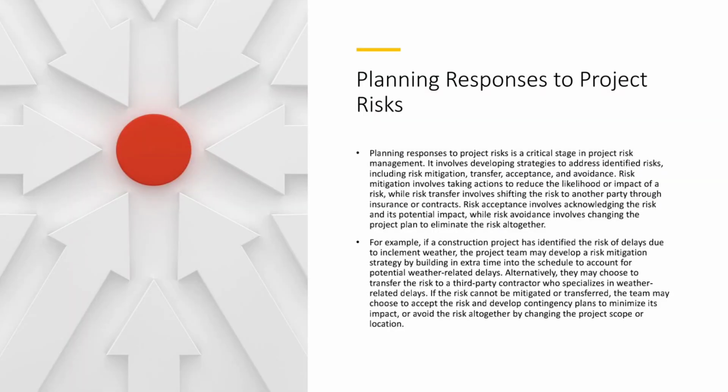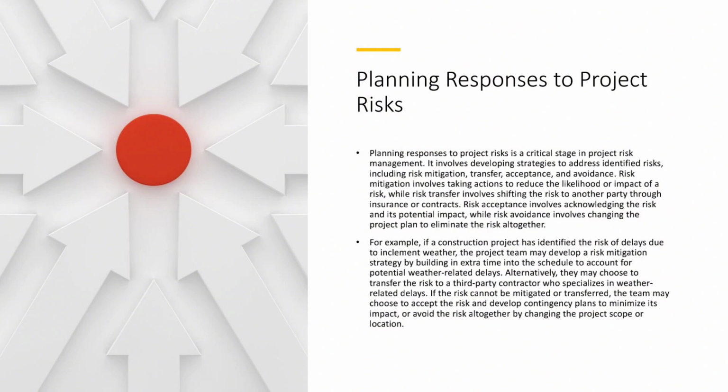Planning responses to project risks. Planning responses to project risks is a critical stage in project risk management. It involves developing strategies to address identified risks, including risk mitigation, transfer, acceptance, and avoidance. Risk mitigation involves taking actions to reduce the likelihood or impact of a risk, while risk transfer involves shifting the risk to another party through insurance or contracts. Risk acceptance involves acknowledging the risk and its potential impact, while risk avoidance involves changing the project plan to eliminate the risk altogether.